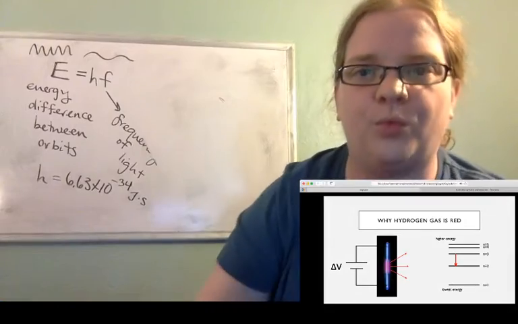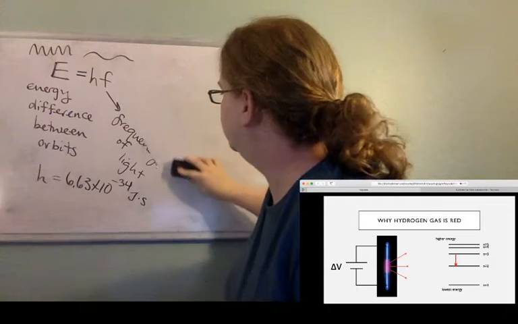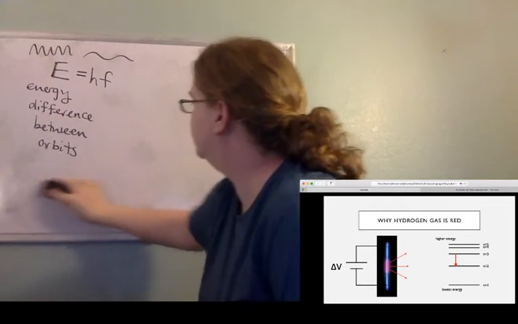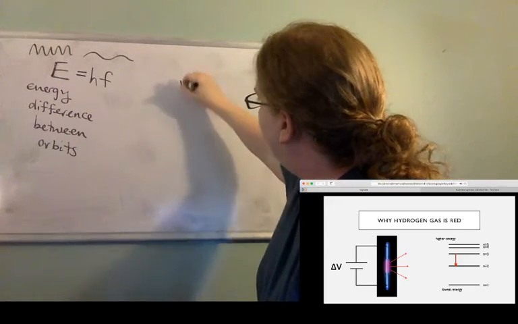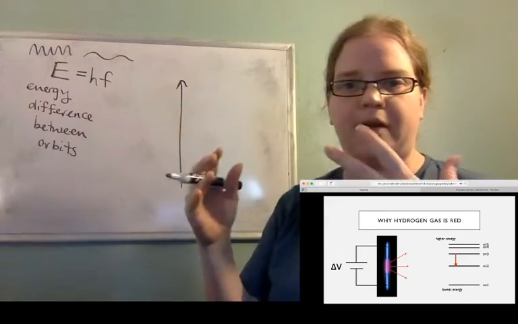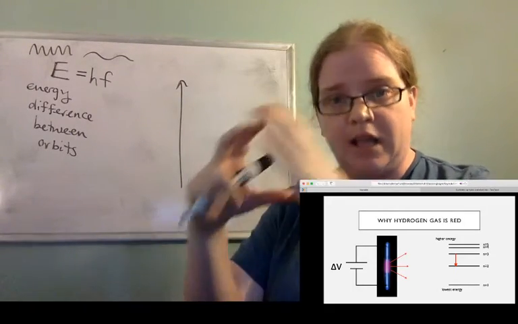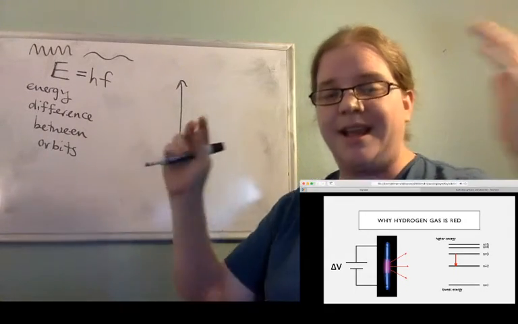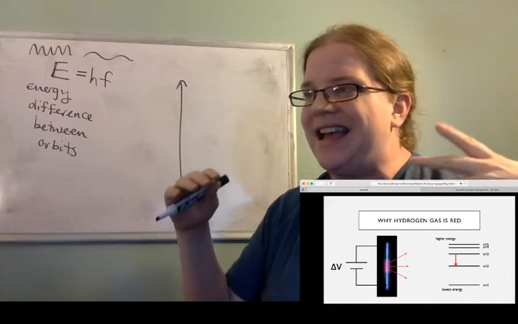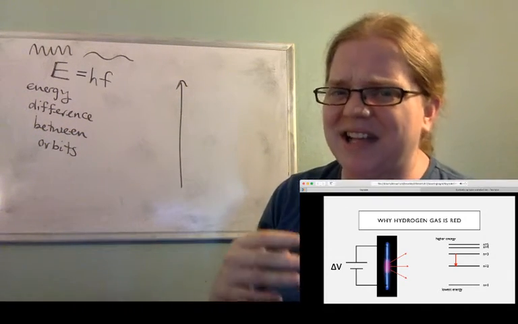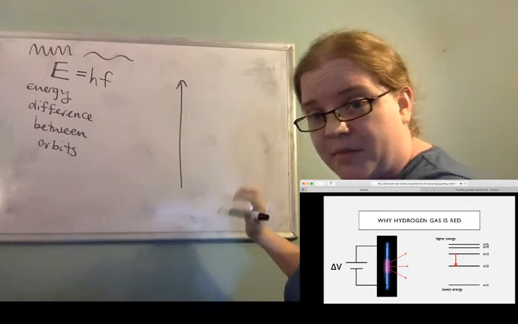So let's figure out why hydrogen looks red. We can draw, instead of having to draw the atom itself with the positive nucleus and then all of these different possible orbits, as you get to bigger orbits, you get to bigger energies. So sometimes we can just say, I don't care what the orbit looks like, I just want to know how much energy it has and just compare energies. So that's what this diagram is for.